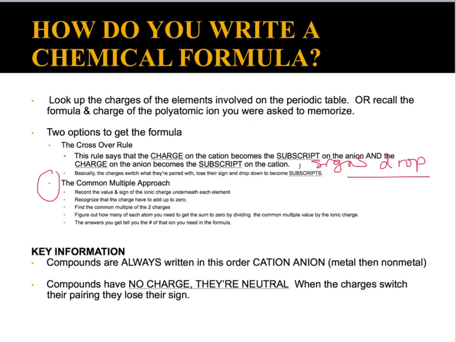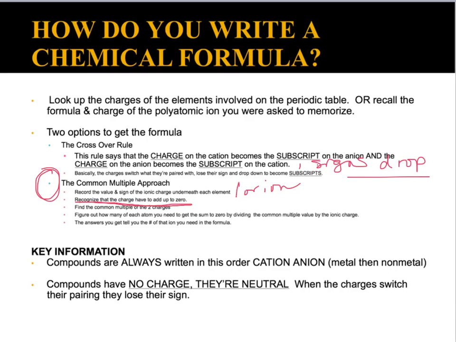The one that I would prefer you use is this one, the common multiple approach. So there's going to be some steps that you need. So the first thing you're going to do is you're going to record the value and the sign of the ionic charge underneath each element or ion in the compound. You need to recognize that the charge of a compound is always 0. So you got to keep that in mind.